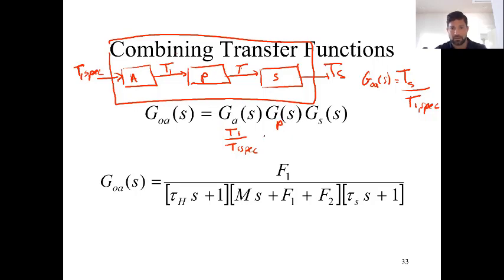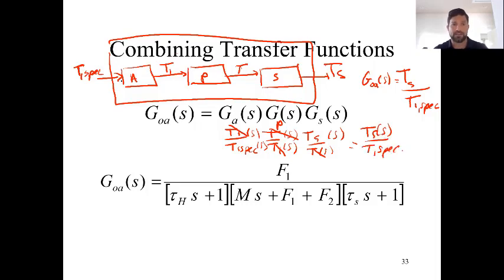GP is going to be T over T1, and these are all in the Laplace domain, so just put the S on there. Then GS is going to be TS over T in the Laplace domain. Right, so if I look at these, these cancel out, these cancel, and then this gives us TS over T1 specified.